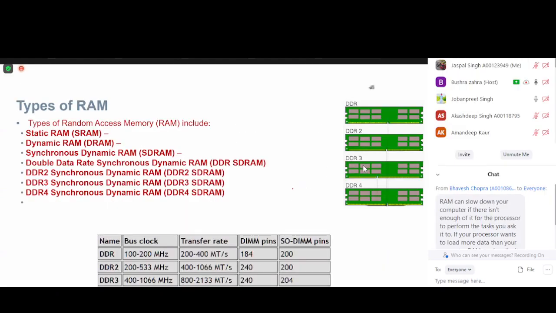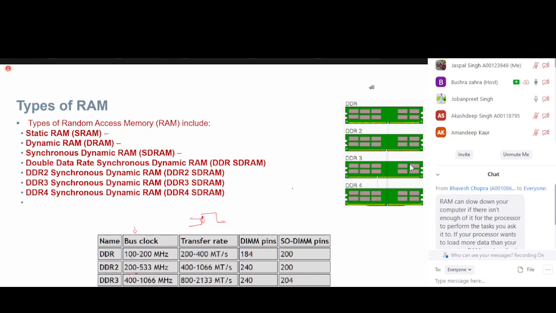You can see in this table the different speeds, like it doubles. From DDR to DDR2 is 200 to 533 mega. This is the bus clock, and this is mega transfers per second. Mega transfer means it's transferring at two edges, so it doubles the clock: 100, and then 200. The transferring of data is happening at both edges.